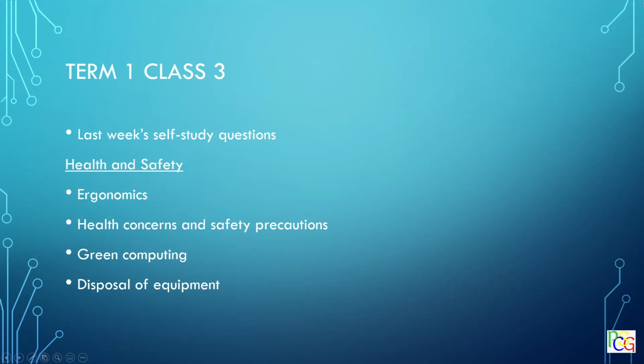Okay, so what we're going through today, we're going to look at the questions from last week. We're going to answer all of those. Then we're going to start on health and safety. We're going to look at ergonomics, health concerns and safety precautions, green computing, and disposal of equipment. So first up, let's look at the answers from last week.